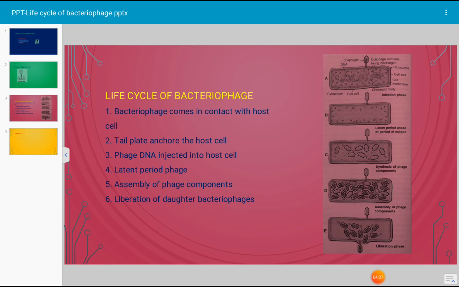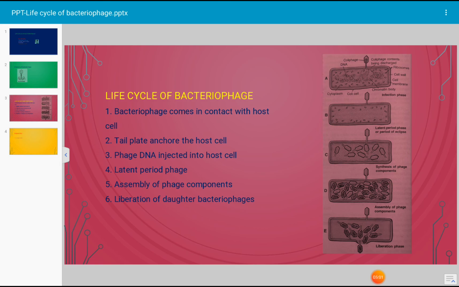The final step in the phage life cycle is the liberation of phage. The host cell, or whatever is left of it, suddenly bursts to release the phage progeny, or bacteriophages. The process of disintegration or destruction of the coliphage cell is called lysis. The phage which brings about lysis or destruction of the host bacterium is called a virulent phage.